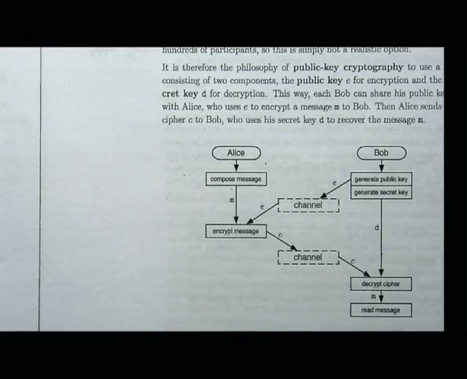So, yes. So this says that Alice composes a message and then she encrypts the message. Okay, so no, just a second. Bob generates a public key and a secret key.